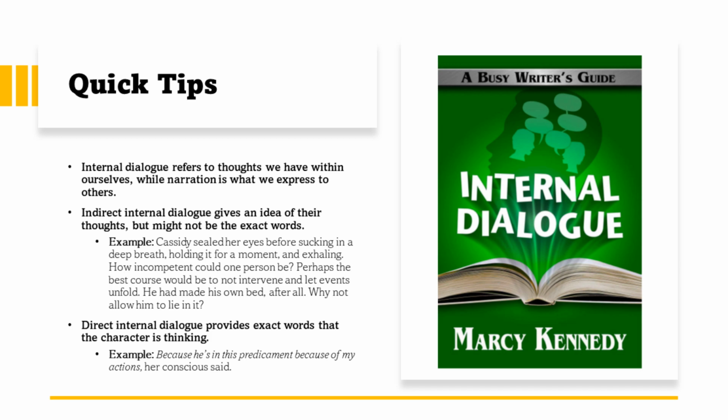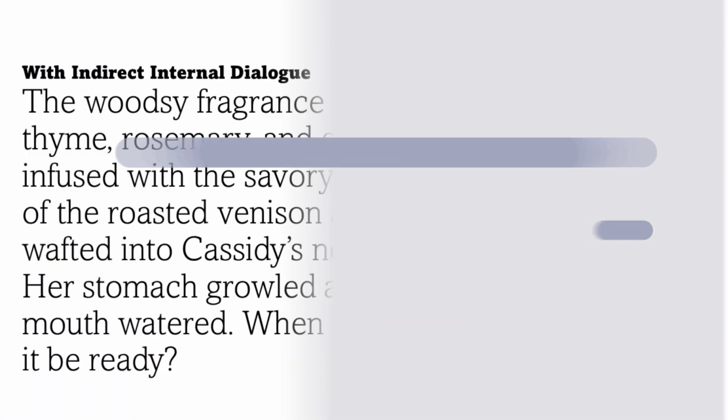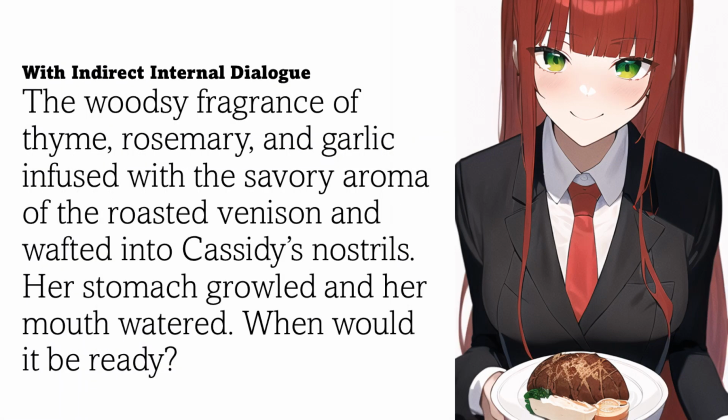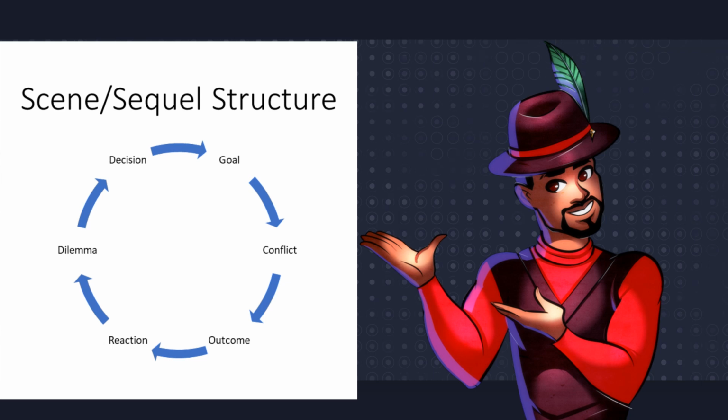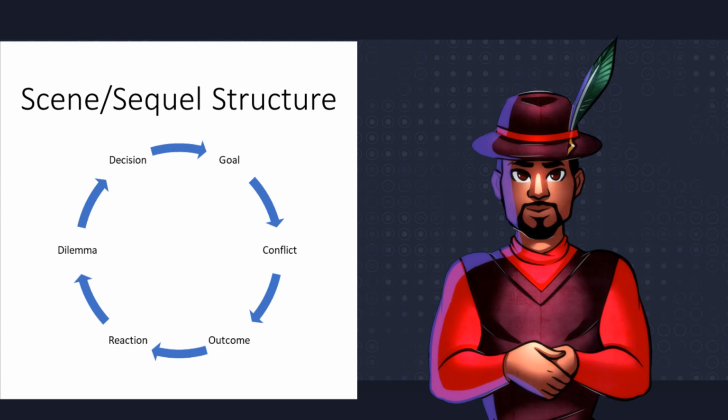So, going back to the venison example, the woodsy fragrance, blah blah blah. Her stomach growled and her mouth watered. When would it be ready? If you want an easy formula for internalization, here's the proper order: visceral response, emotion, thought, and feeling. It also can help to know scene sequel structure, as sequel part goes far more into the internal world, but that's a video I recommend watching after this one.